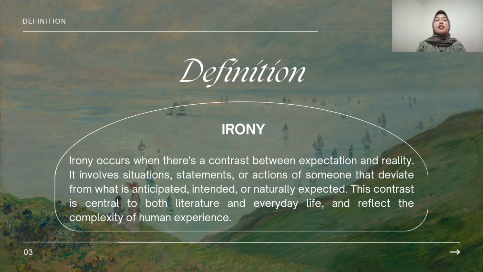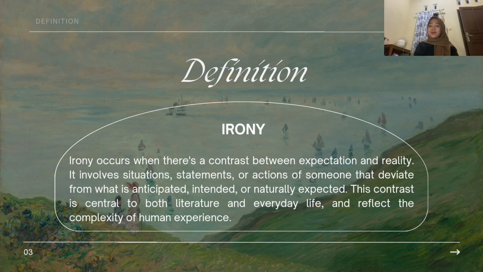Alright, let's begin by discussing the definition of irony. Irony occurs when there's a contrast or mismatch between expectation and reality. Irony involves situations, statements, or even actions of someone that deviate from what is anticipated, intended, or naturally expected. This mismatch is central to both literature and everyday life because it reflects the complexity of human experience.